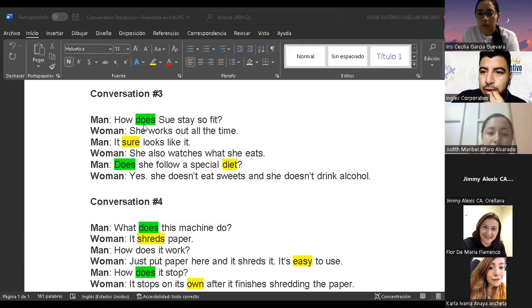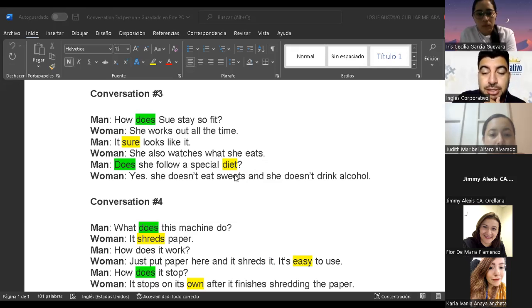Entonces le pregunta, how does, cómo su está tan fit, tan en forma. Cuando decimos works out es entrenar. You can work out in the gym, in the soccer field, the basketball field. You can do different forms of working out. So she works out all the time. It sure looks like it. Con razón, o seguramente por eso dice así. She also watches what she eats. Esa es una frase idiomática. Ella mira lo que come. It refers that she is careful. Ella es cuidadosa para su alimentación.